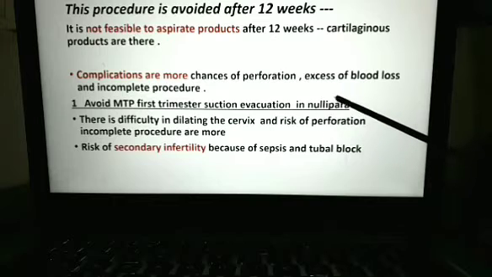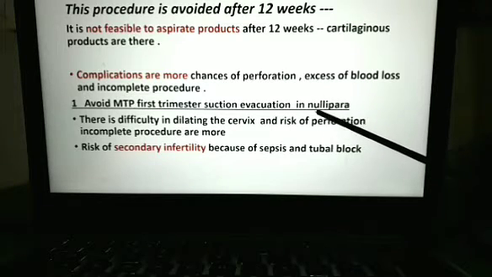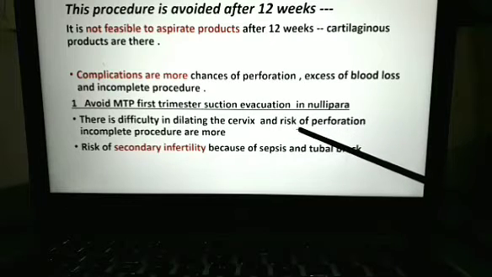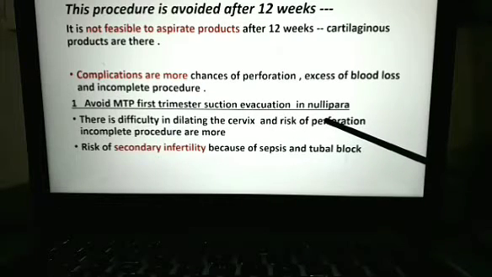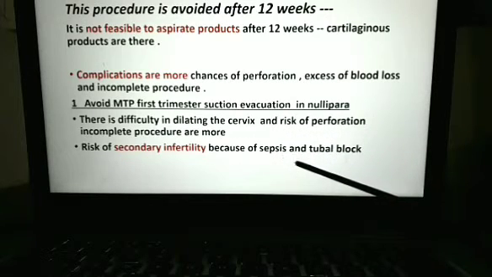Avoid first trimester MTP in nullipara also. Why? Because the os is tightly closed. There is more risk of perforation with forceful dilatation of the cervix, and there is a risk of secondary infertility because of sepsis and a tubal block.